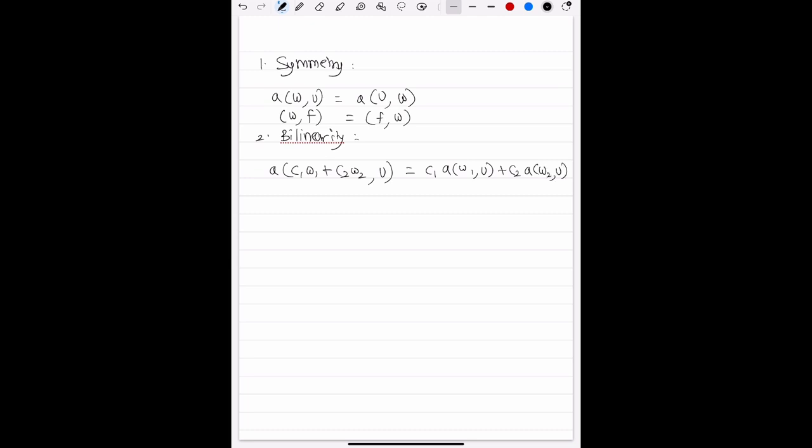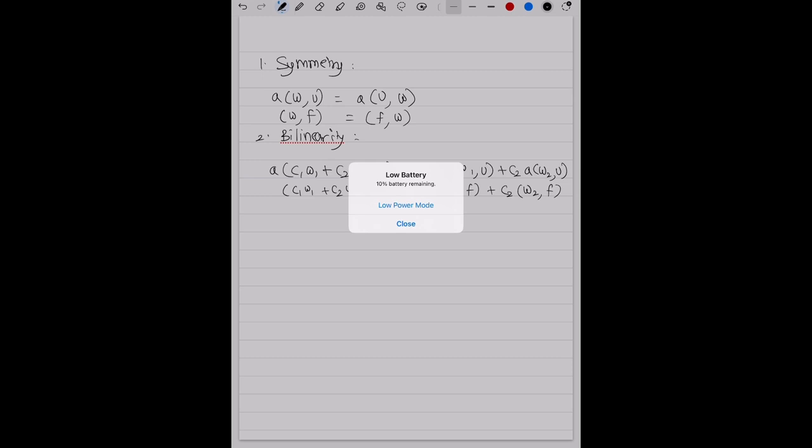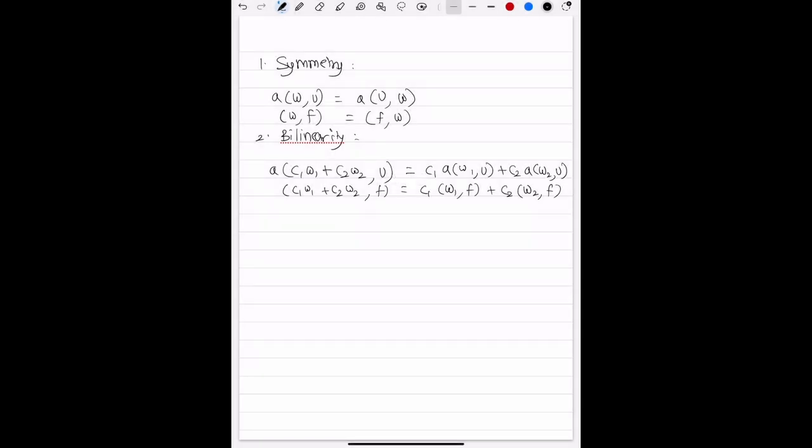Similarly, for the second expression, if we consider c1 w1 plus c2 w2 for some constants c1, c2 and some functions w1, w2, comma f, then this can be simplified as c1 times w1, comma f, plus c2 times w2, comma f. And this linearity holds true for both slots. So if we replace u by c1 u1 plus c2 u2, then it can similarly be expressed.